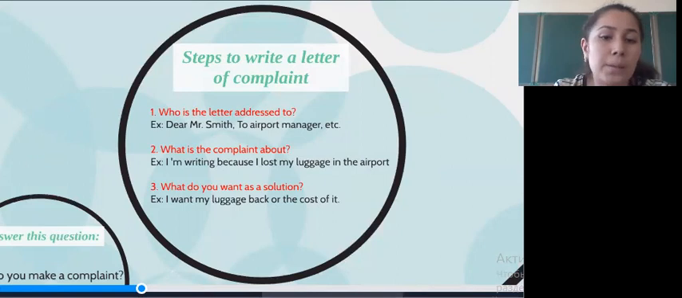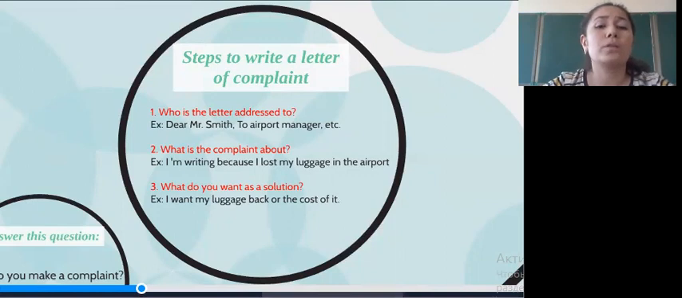Secondly, the second step: what is the complaint about? We should write the event, what happened, why we are angry. As an example is given, I am writing because I lost my luggage in the airport. There we can write various kinds of situations which we may face. And the last one: what do you want as a solution?